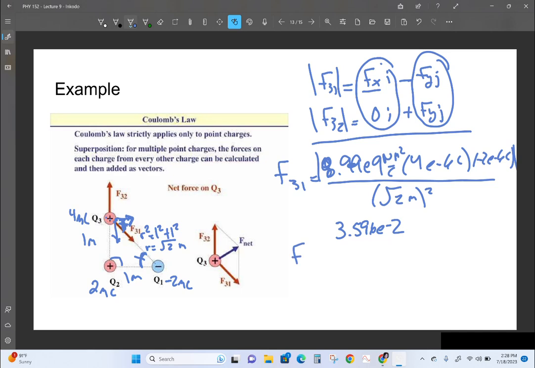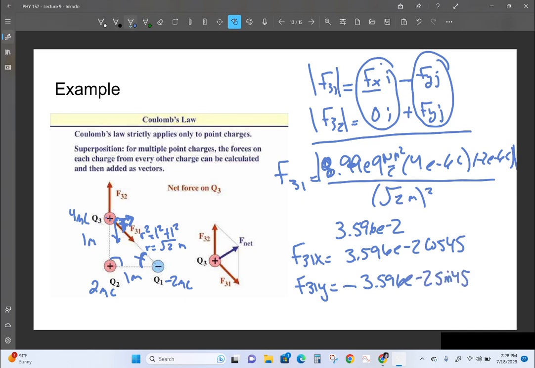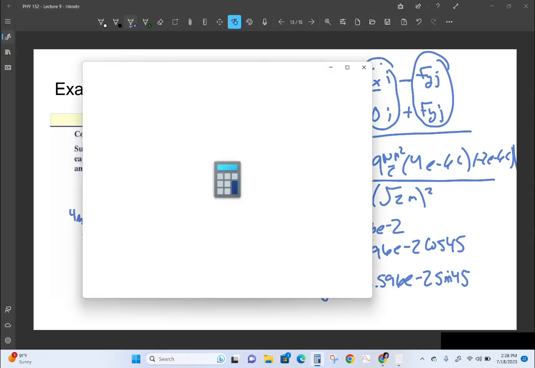So f(31x) is going to be 3.596 e to the negative 2 times cosine of 45. And f(31y) is going to be negative 3.596 e to the negative 2 sine of 45. So let's do that in our calculator.